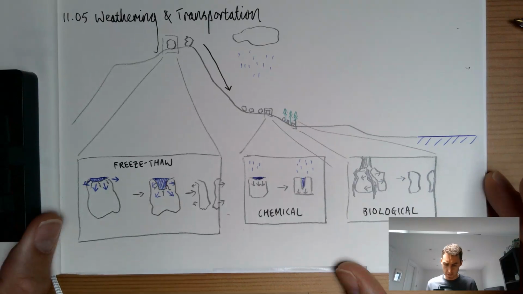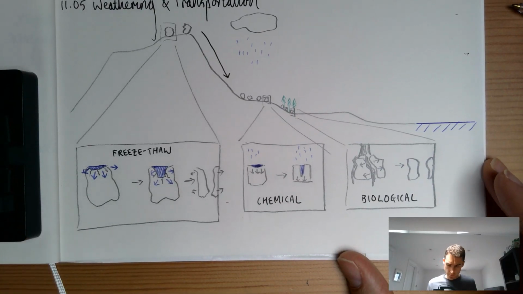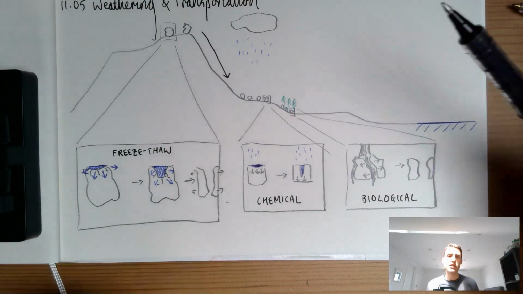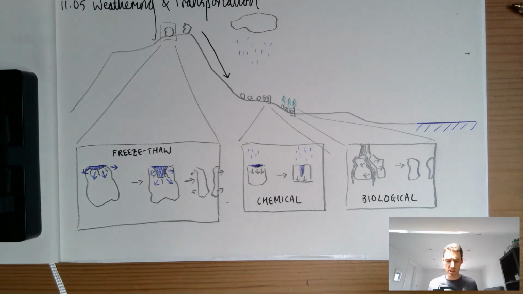Biological weathering like that. So these are the three types of weathering. We can talk about this. I mentioned a waterfall here, so we can talk about the other ways that rocks can be transported. So also by water, by the wind, by ice in glaciers, things like that.